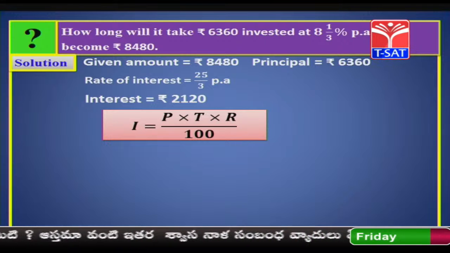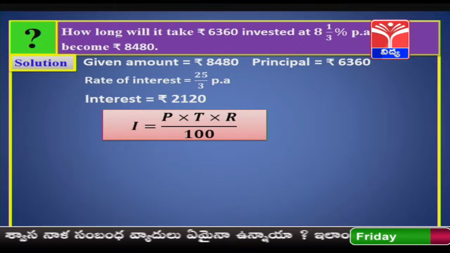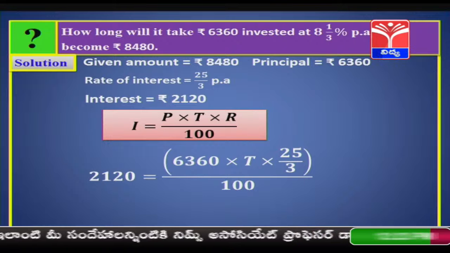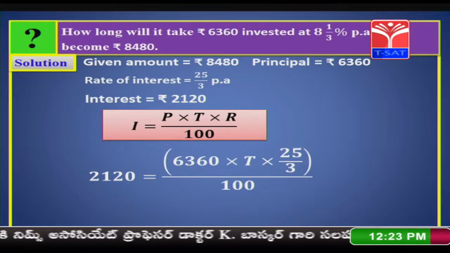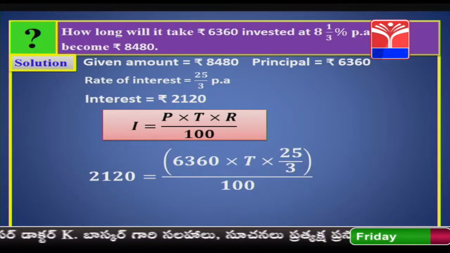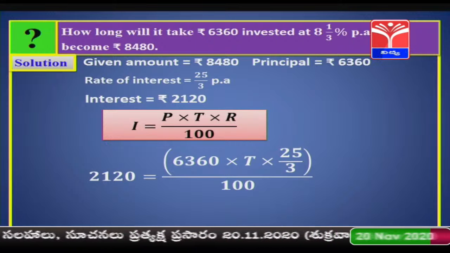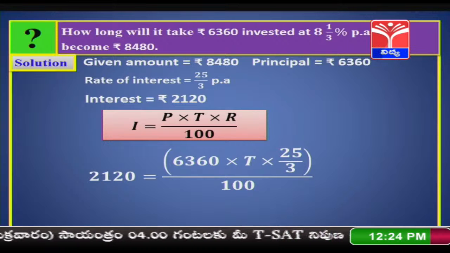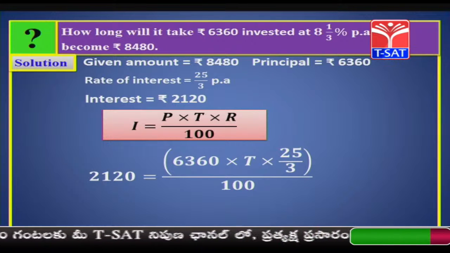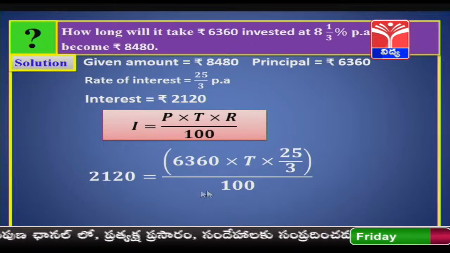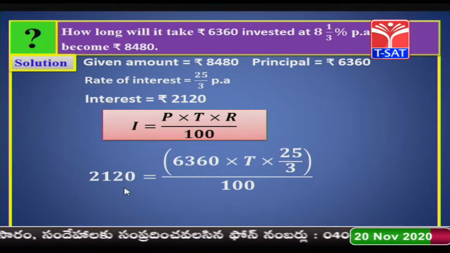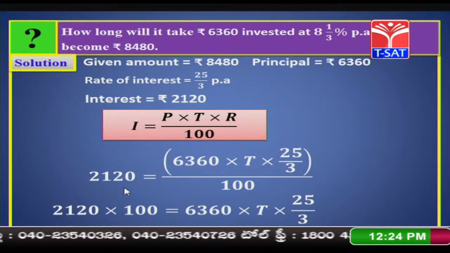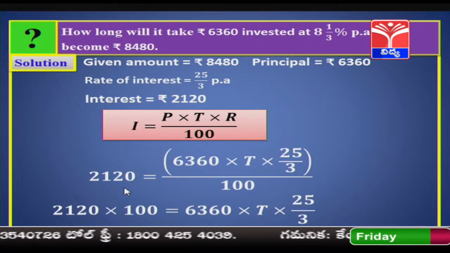Now, let us substitute the values of these and find the value of T. So, I is 2120, that is equal to principal 6360 into time period we do not know, we are actually calculating it. So, we are leaving it as T only into what is the rate of interest? 25 by 3, everything divided by 100. Now, on cross multiplication, so what will happen? This 100 will go to this side. Okay? That means, we get 2120 into 100 is 6360 into T into 25 by 3.